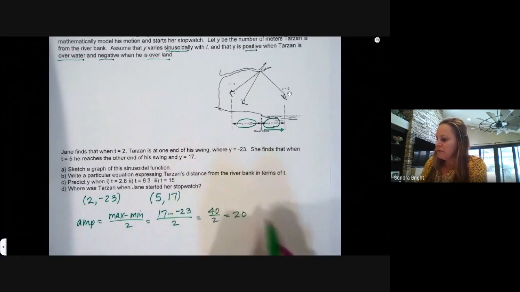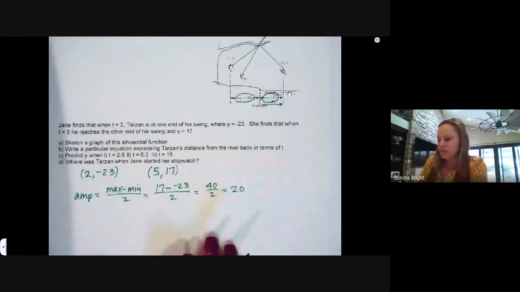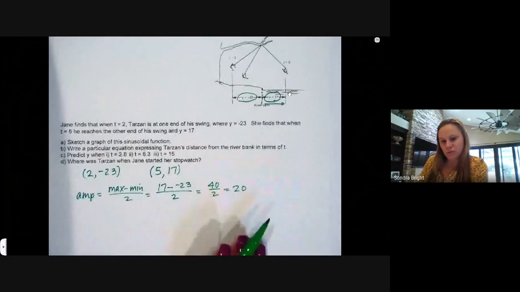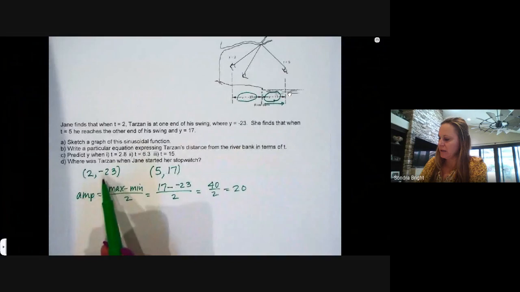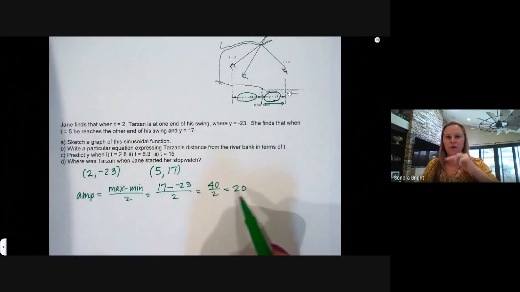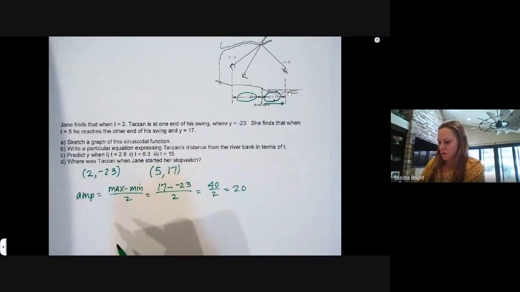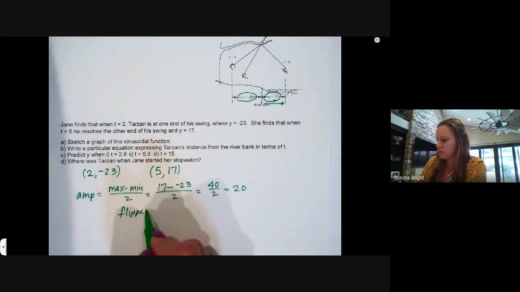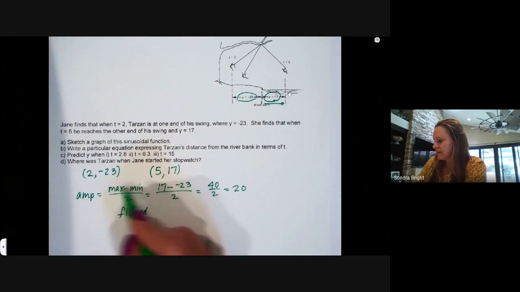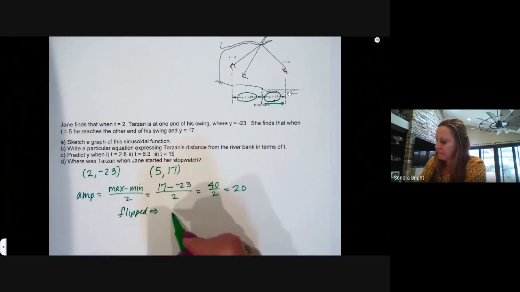But they actually start at negative 23. So you actually start down low. You'll see that they started down low and then went up high. So it's actually flipped upside down, so I'm going to do cosine. You'll see, because we've got the max and min values. So flip, that means your A value is going to be negative 20.